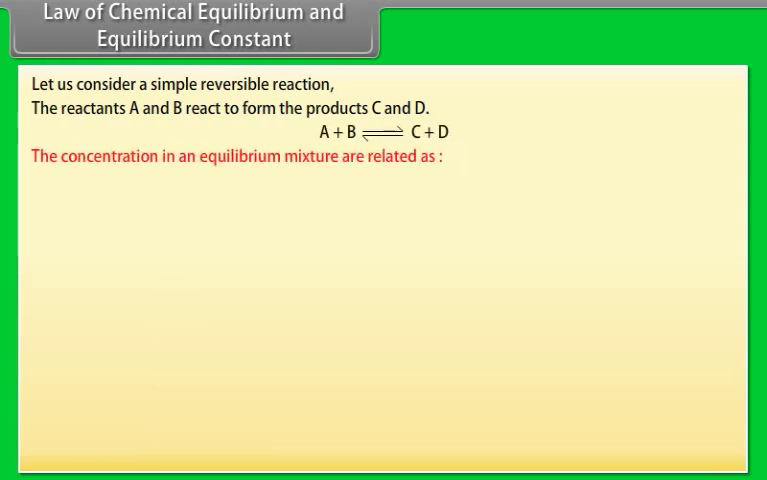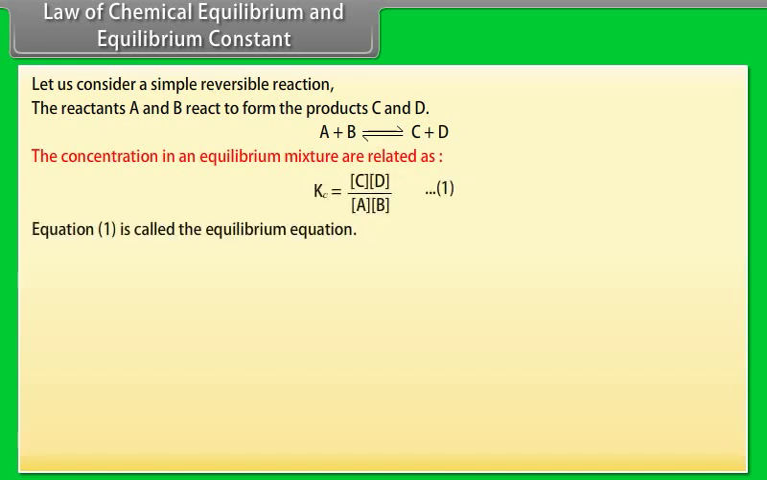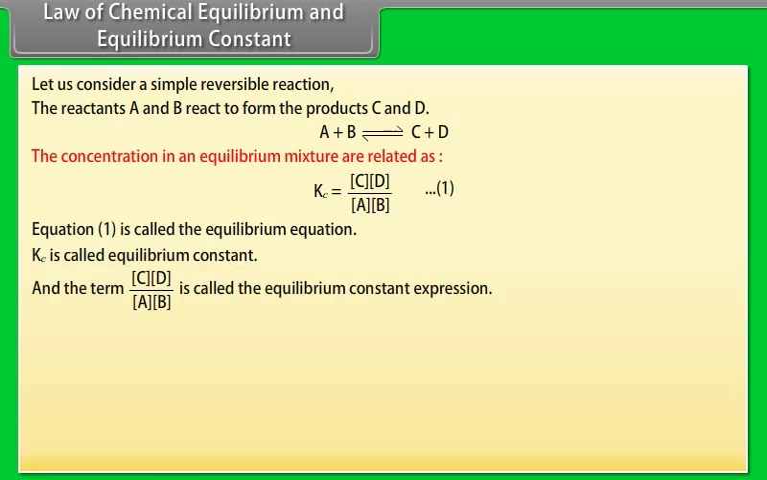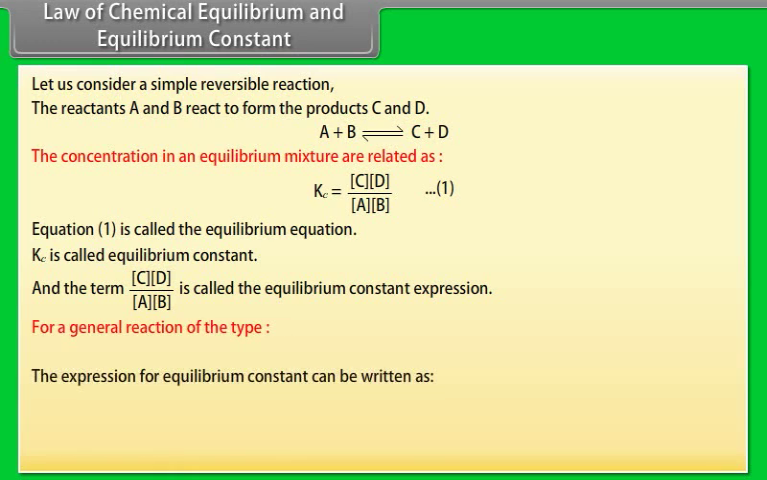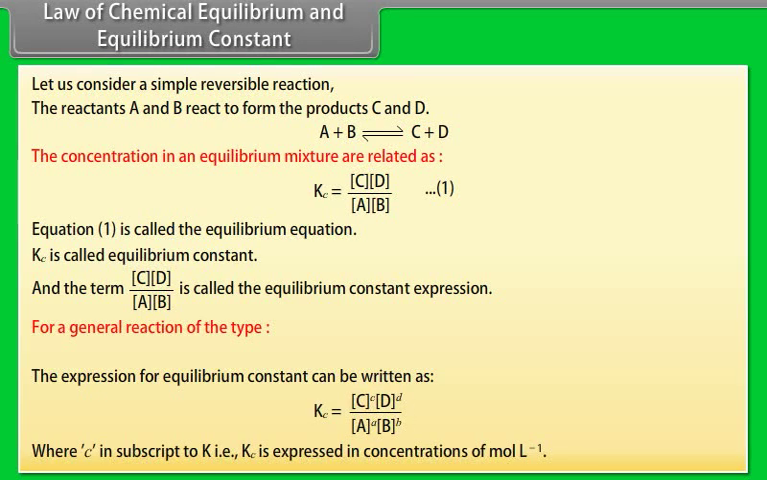The concentrations in an equilibrium mixture are related as, name it as equation 1. Equation 1 is called the equilibrium equation. Kc is called the equilibrium constant, and the term is called the equilibrium constant expression. For a general reaction of the type, the expression for equilibrium constant can be written as, where c is a subscript to K. That is, Kc is expressed in concentration of mole per liter.